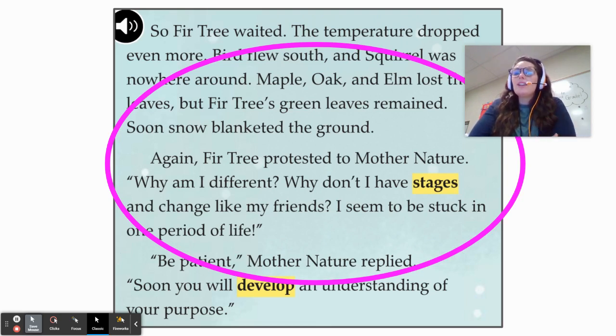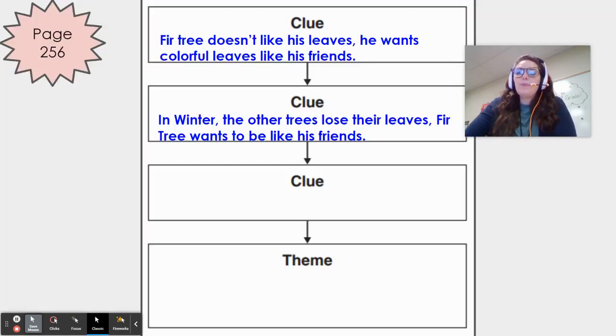Meaning he never changes. The fir tree is always green, never changes colors, never loses its leaves. Why? When all the other trees have their leaves change color in the fall and then they lose their leaves in the winter, why is he different? And again, Mother Nature says, "Be patient." So that is another clue. Fir tree again says that he wants to be like his friends and he wants to lose his leaves just like they did. So go ahead and write down your second clue and press play when you're ready to move on.